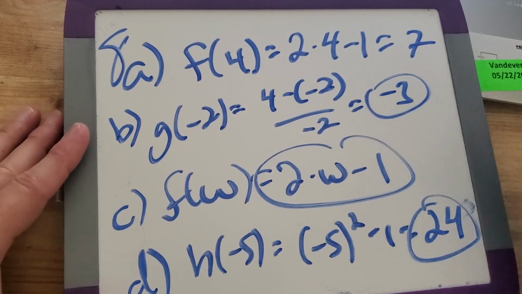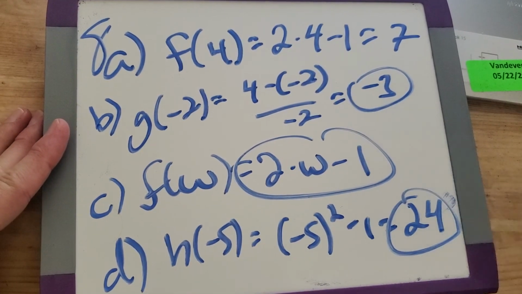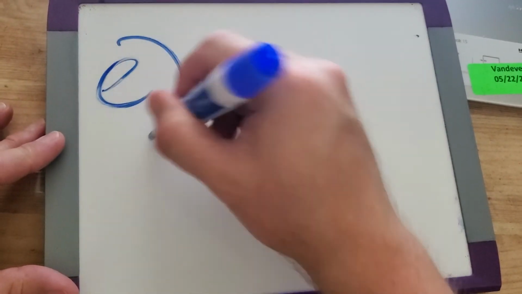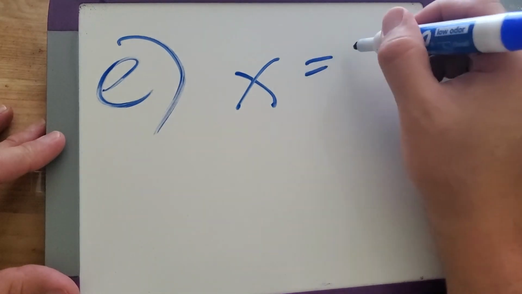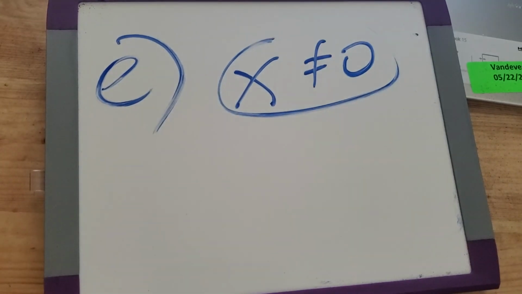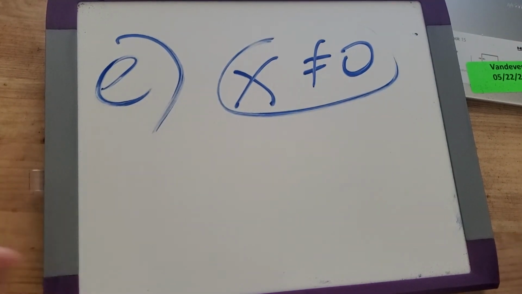And then the domain of g, all right, you guys can pause the video if you want to. Okay. The domain of g, the bottom can't be 0. Done. All right, I'm going to post this now.